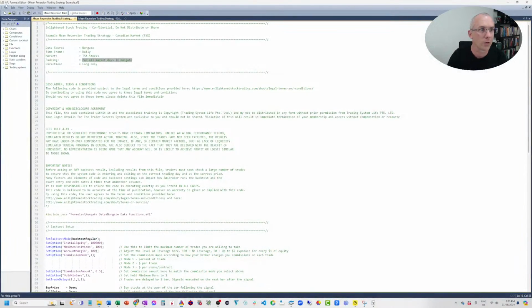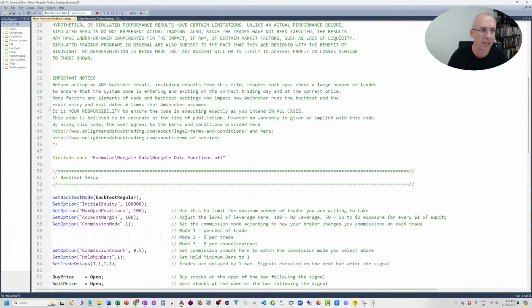What I want to do first is show you the rules for the system. Now, I'm going to test this today in AmiBroker. So I've got the AmiBroker formula language code. If you don't know AmiBroker, don't stress. This code is super simple, so it's very easy to understand. So let's have a look at the code. I'll zoom in so you can actually read it.